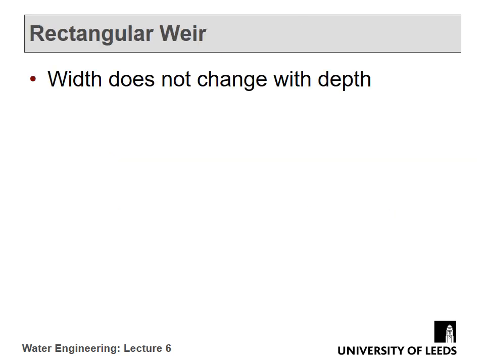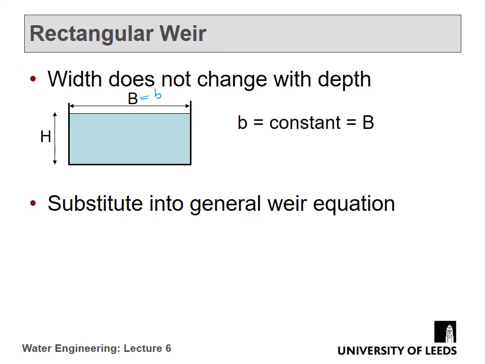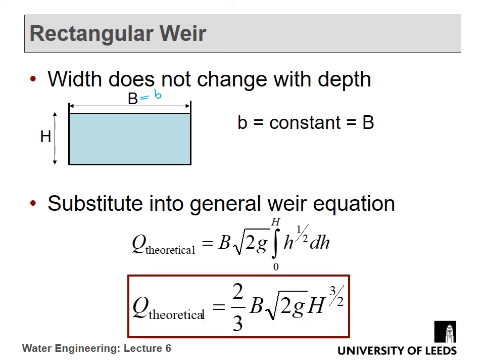Let's look at a rectangular weir. I've just said b does not change at all; lowercase b is equal to uppercase B. Substitute into our general equation. There's our general weir equation which we've just seen. We'll integrate that simply. Q theoretical is 2/3 b root 2g capital H to the 3/2, or 1.5.